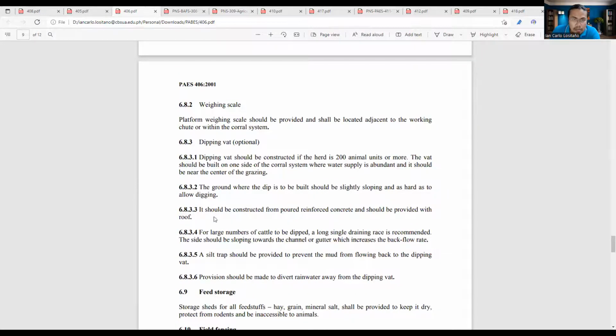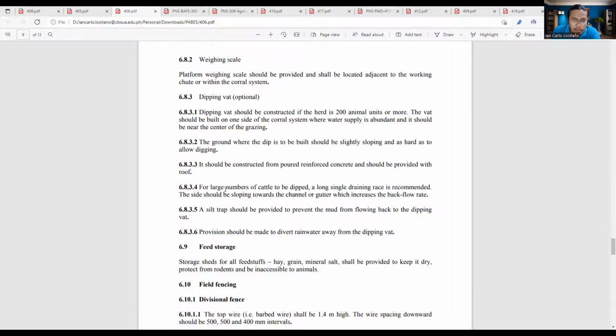There's a weighing scale if ever needed, and a dipping vat. The vat should be built on one side of the coral system where water supply is abundant and should be near the center of the grazing. The ground where the dip is to be built should be slightly sloping and as hard to allow digging. It should be constructed from poured reinforced concrete and should be provided with roofing.